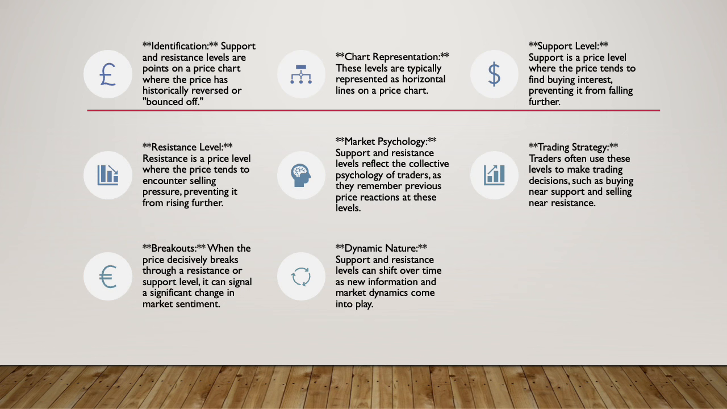Market psychology. Support and resistance levels reflect the collective psychology of traders as they remember previous price reactions at these levels. Trading strategy: traders can use these levels to make trading decisions based on buying near support and selling near resistance. Breakouts: when the price decisively breaks through a resistance or support level, it can signal a significant change in market sentiment. Dynamic nature: support and resistance levels can shift over time as new information and market dynamics come into play.